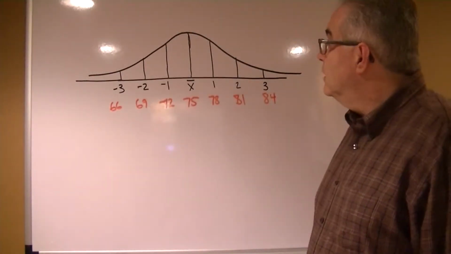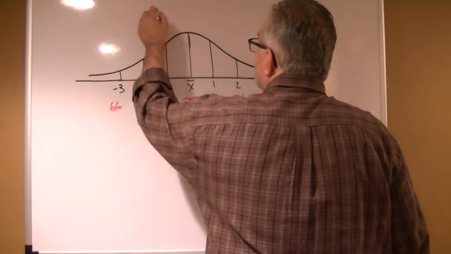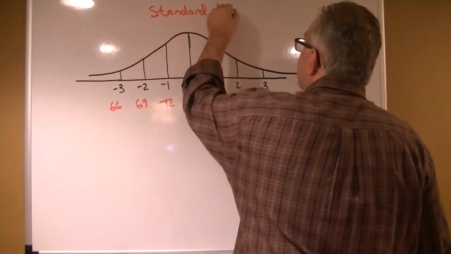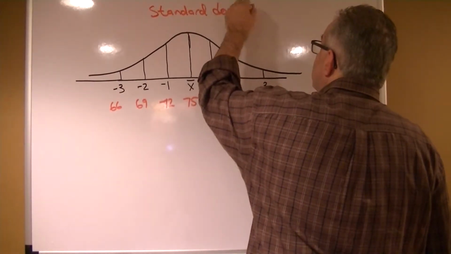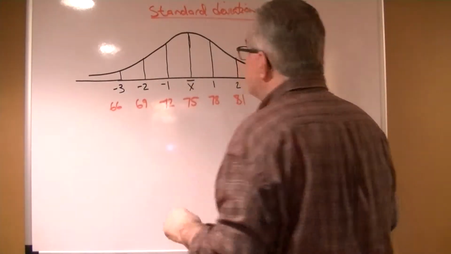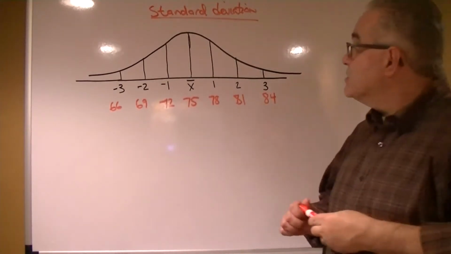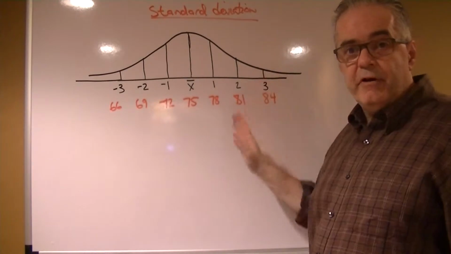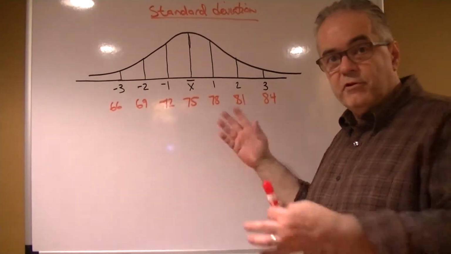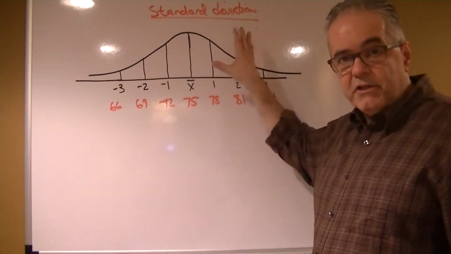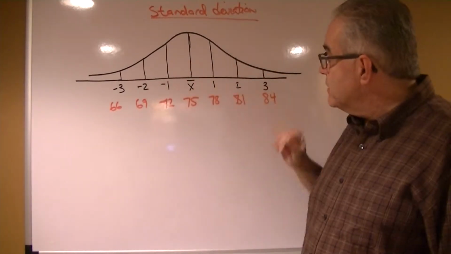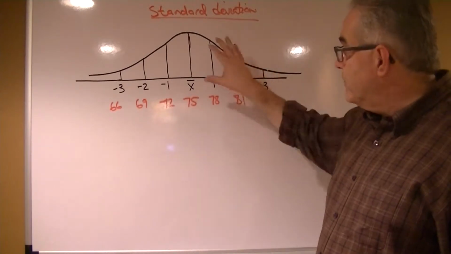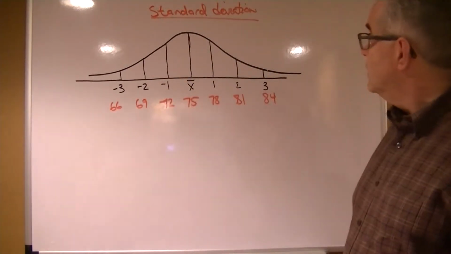Okay, we're going to talk about the standard deviation. The standard deviation is a number that statisticians like to talk about that refers to the variation. But instead of referring to it as the variation, they like to call it the standard deviation because of its relationship with a normal distribution, where you have this normal bell curve.